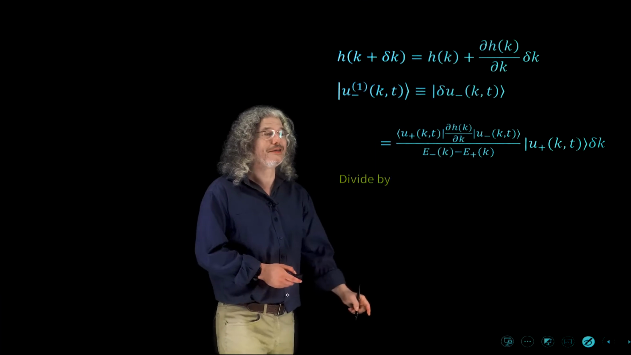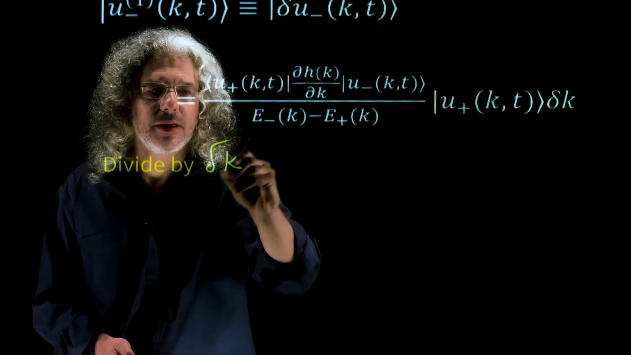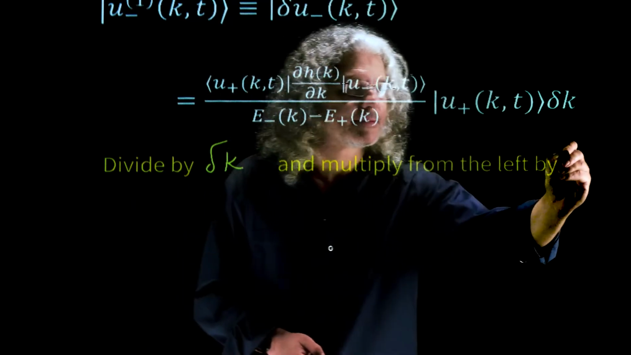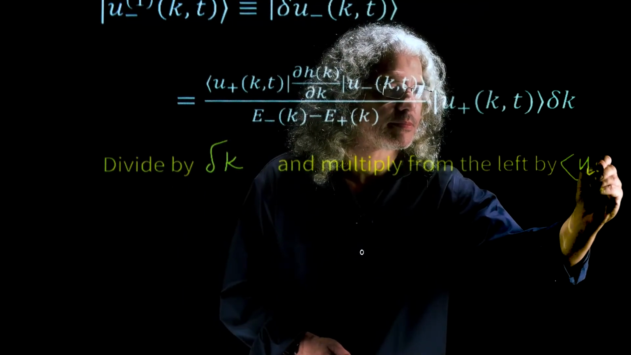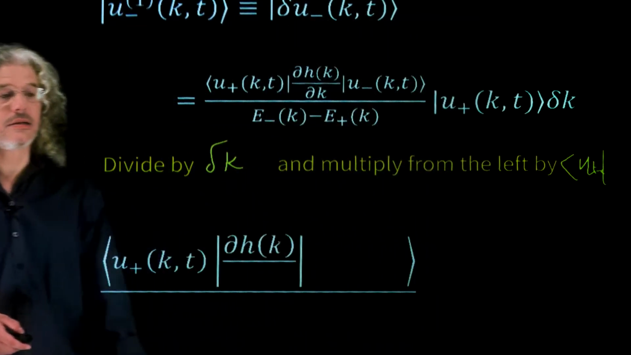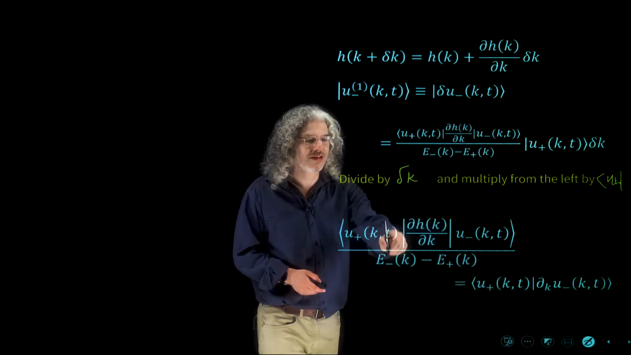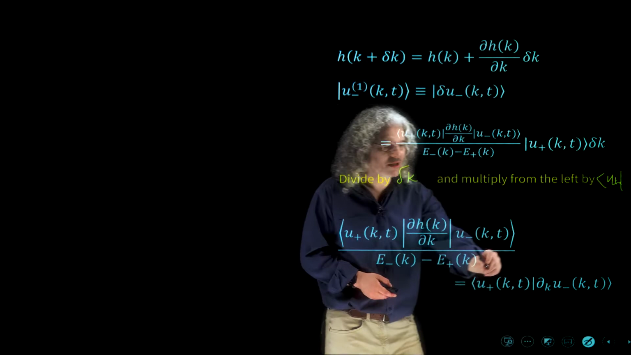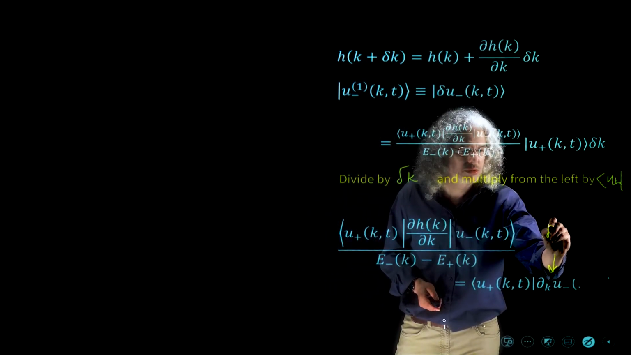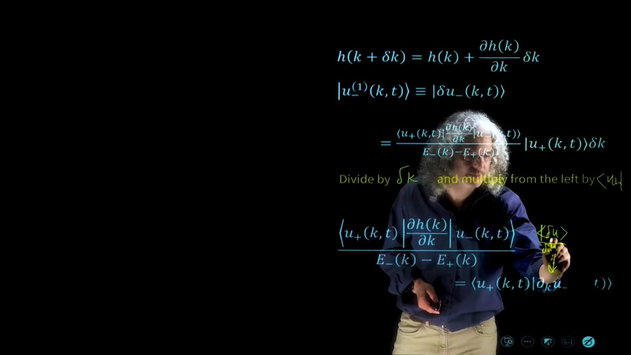Now I divide both sides by delta k, and I multiply from the left by u plus, and we get this expression for this matrix element, where by definition this is just delta u, the state delta u, divided by delta k.